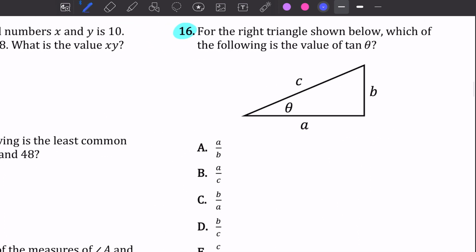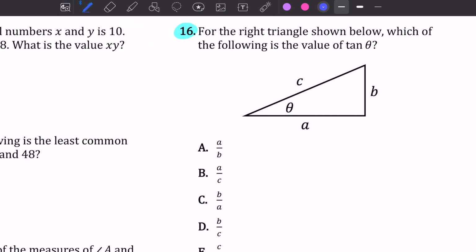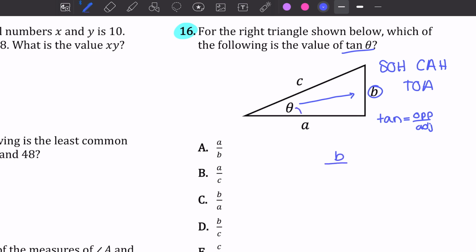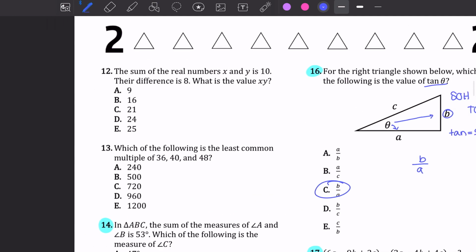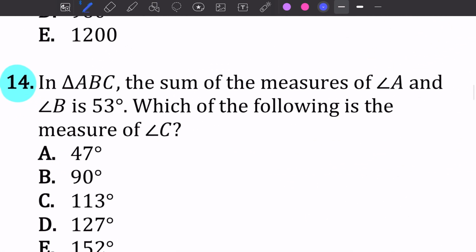This is another thing with SOHCAHTOA, which are trig values. So SOH is sine equals opposite over hypotenuse. CAH is cosine equals adjacent over hypotenuse. And TOA is tangent equals opposite over adjacent. So for this problem, it wants the tangent. So you look at where the theta value is, and you see that the opposite of that is B. Well, whenever you're picking adjacent, you know that the longer side that's diagonal is the hypotenuse. So A would be its adjacent. So the answer is B over A.